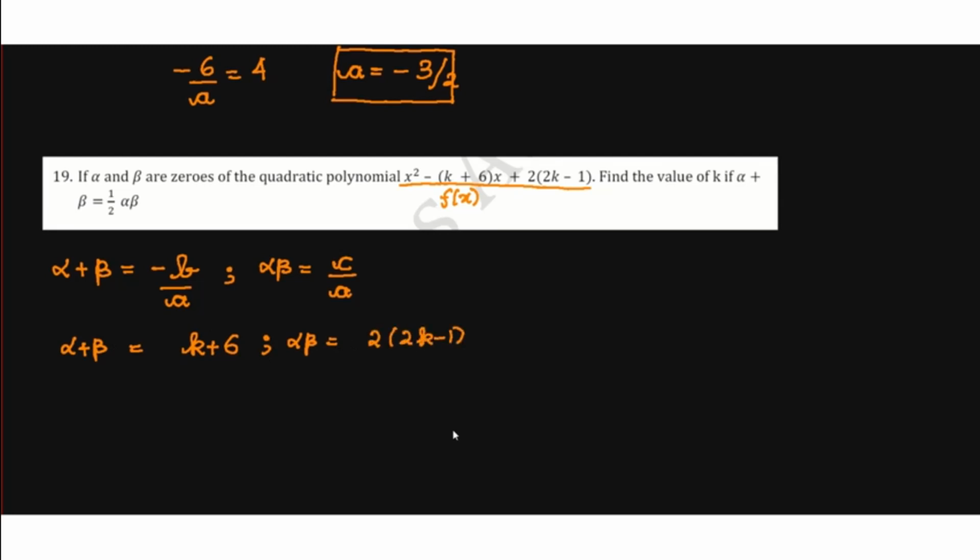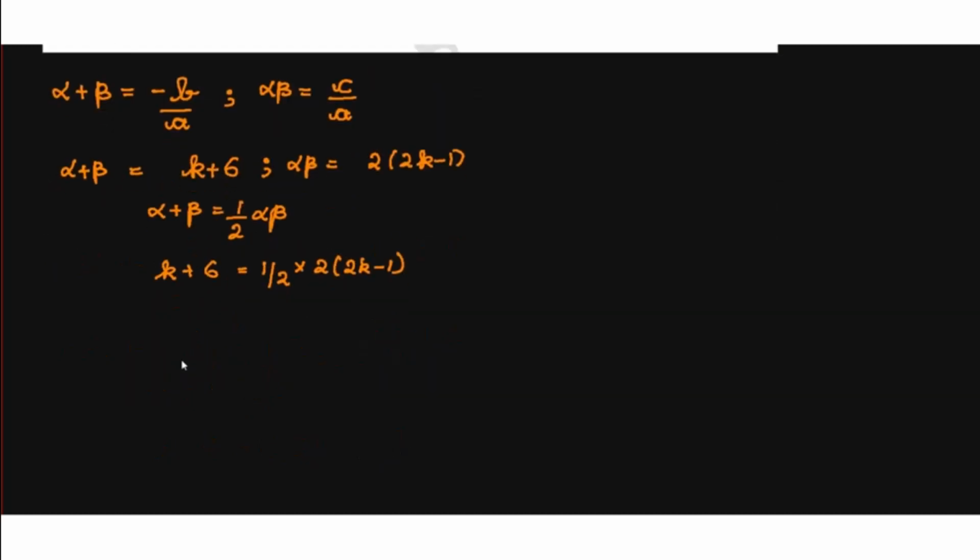Now it is given in the question that alpha plus beta is equal to half alpha beta. We're going to substitute the values. K plus 6 is equal to half into 2 into 2k minus 1. The 2 gets cancelled. So k plus 6 becomes 2k minus 1, and k is given as 7.